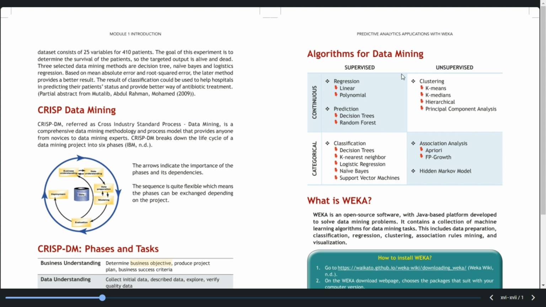Apa beza dua ni? Supervised and unsupervised. Supervised ni adalah how your machine learning learns. We know that to perform data mining, you need a machine learning algorithm to perform the process. So the process happens by the algorithm learning, belajar mengenai data kita, data yang kita provide. So macam mana cara those algorithms belajar? Ada dua cara, sama ada supervised or unsupervised. Okay, ada dua cara. So untuk tu kita sambung next video.